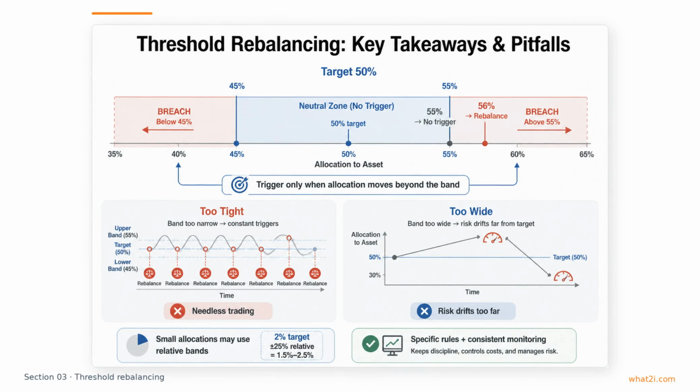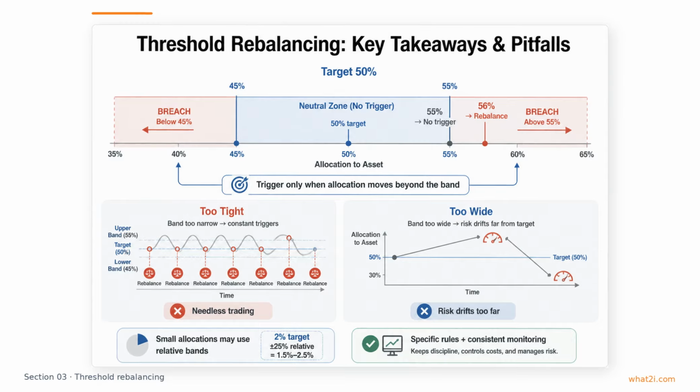The exercise highlights several practical lessons. A rebalance is triggered only when the allocation moves beyond the band, not merely to the edge of it. That detail matters, because investors need rules that are precise enough to prevent second guessing.